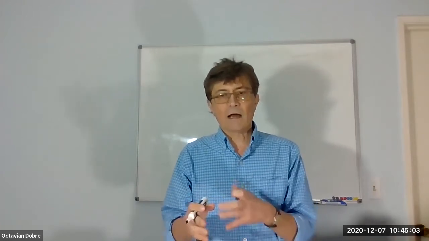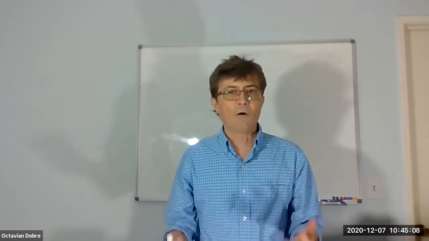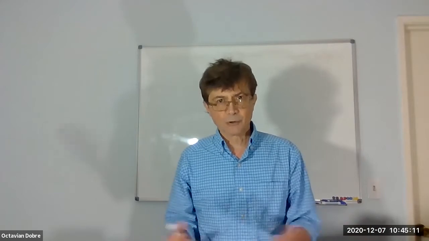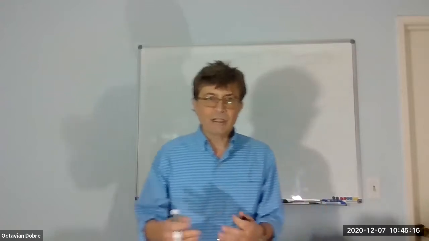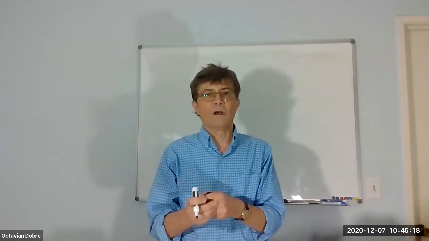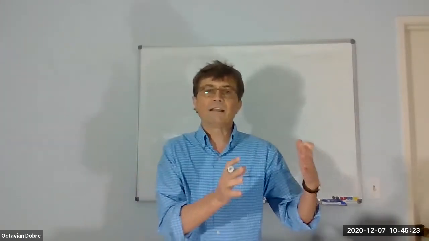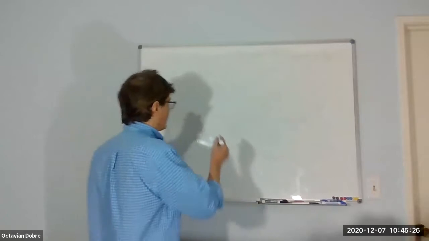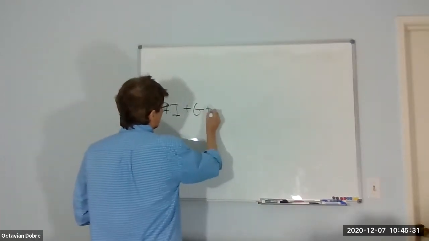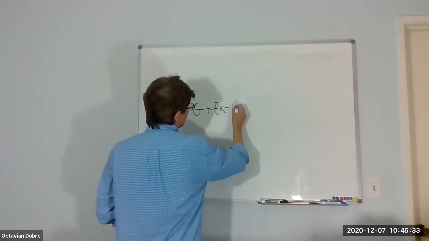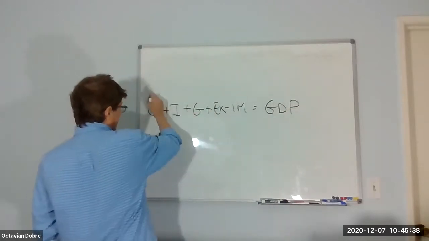We talked about calculating GDP. What is GDP, first of all? Well, it is the value of all final goods and services produced in a country in a given period of time. Okay. So GDP, the way we calculated it was via the expenditure approach or via the income approach. The expenditure approach was C plus I plus G plus exports minus imports. This is equal to GDP. This is the expenditure approach.